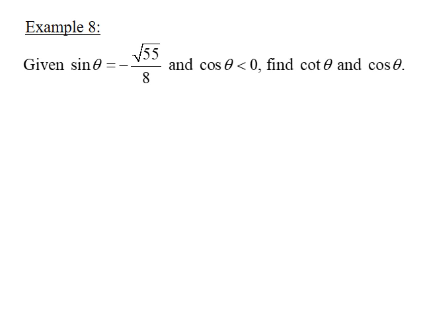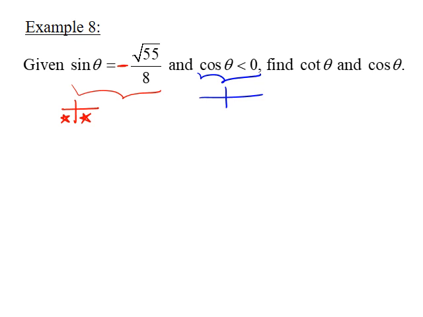Okay, so this one, you'll see something like this in your homework. So let's just kind of analyze what's going on here. We are given sine is negative root 55 over 8. Okay, now if sine is negative, I know that sine is negative in two quadrants, quadrant 3 and quadrant 4. So I know this given value is in one of those two quadrants. But when I read on, I see that cosine of theta is also negative.